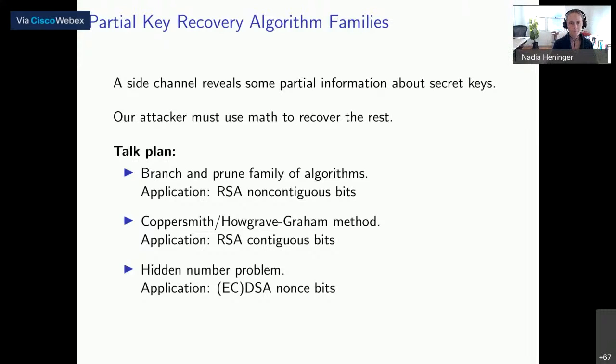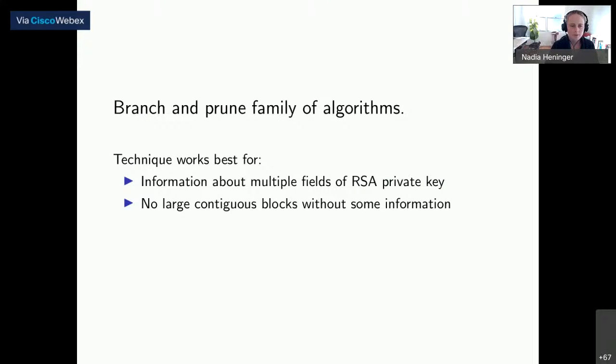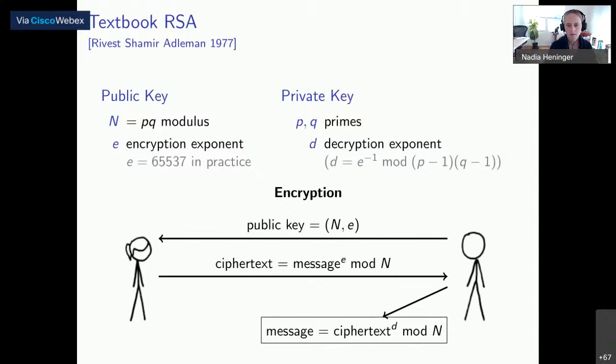So that's our plan. The first family here, the branch and prune family of algorithms, this technique works best for cases where you know multiple fields of an RSA private key, but you only have some information in the form of bits or non-contiguous blocks, but there's no large chunks where you don't know something about what's going on in the secret key.